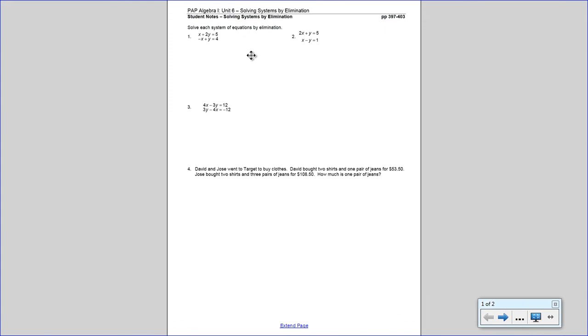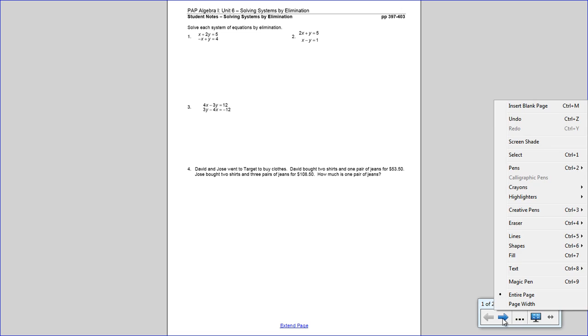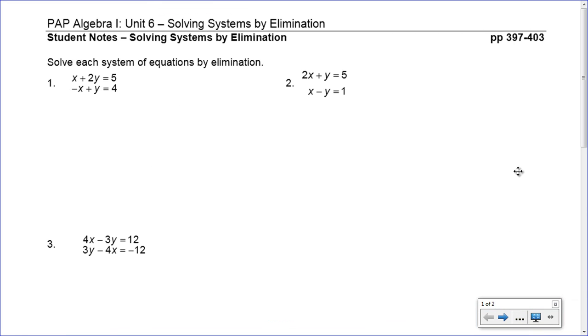Well, hey there, kiddos. Today we're going to talk about solving systems by elimination, which is one of the three methods that we're going to use.